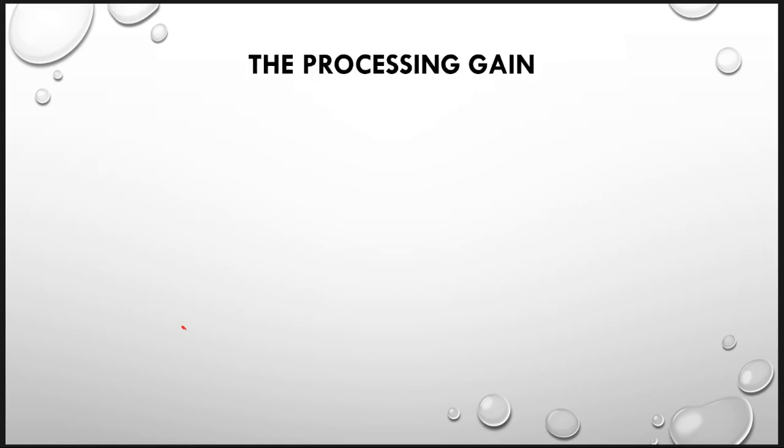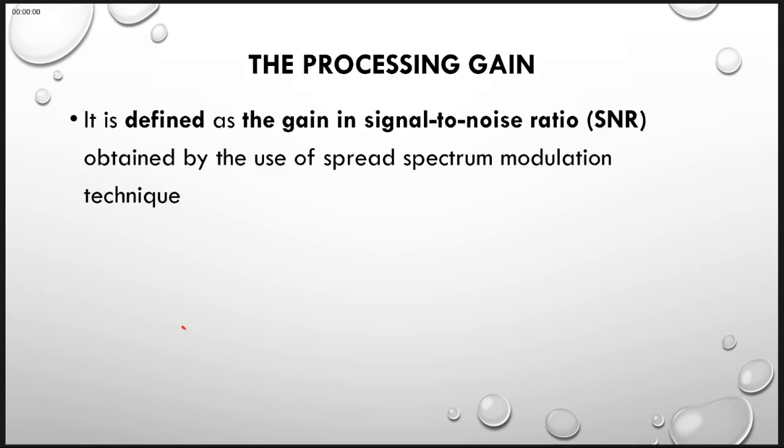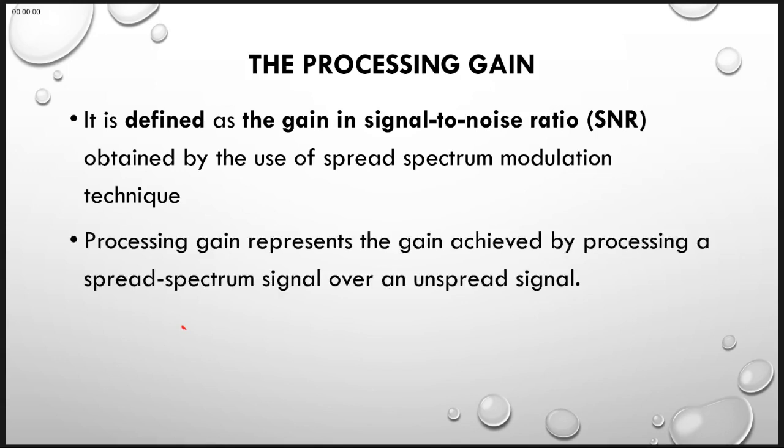Now we want to talk about a concept, processing gain, and we ask ourselves, what is the processing gain? We say that it is defined as the gain in signal to noise ratio which is obtained when you perform the spread spectrum modulation. This gain represents the gain achieved by processing a spread spectrum signal over an unspread spectrum signal.